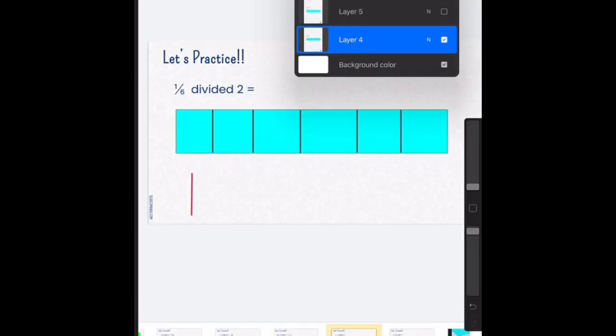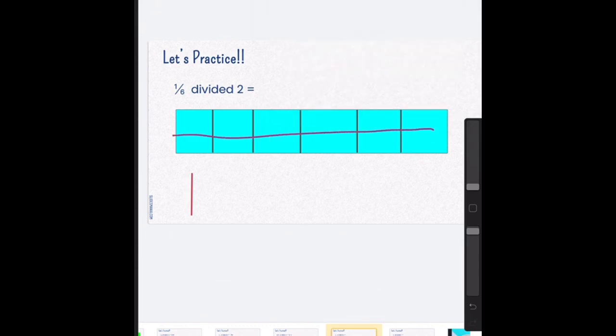Next problem. 1/6 divided by 2. So I have one box that's been split into 6, and now I need to divide each one by 2. Count each section, and I get 12. But remember, I started with a unit fraction, so I must end with the unit fraction. So 1/12 is my answer.